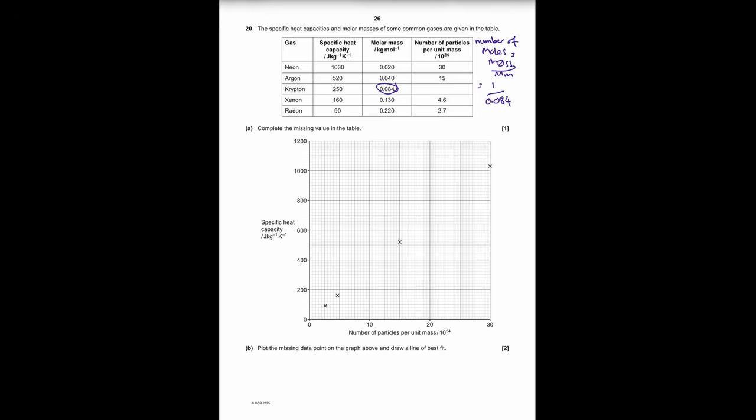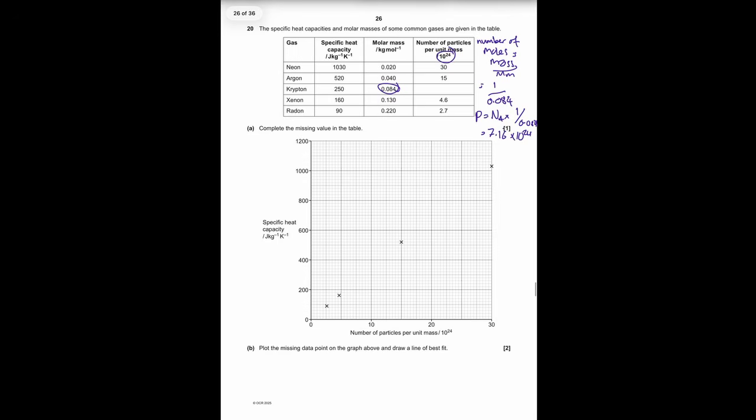And then if I want to get the number of particles from there, I've got to times it by Avogadro's constant. So I'm just going to say number of particles, I'm just calling it P because I've not got infinite space. So it's going to be Avogadro's constant multiplied by the number of moles, 0.084. I put that in the calculator and I get 7.16 recurring times 10 to the 24. This is giving me units of times 10 to the 24, so that's okay. So to be fair, I should be putting 7.2 because everything else is two significant figures. If I don't give my answer to two significant figures, it's going to be wrong.